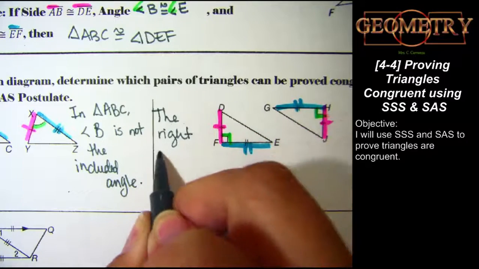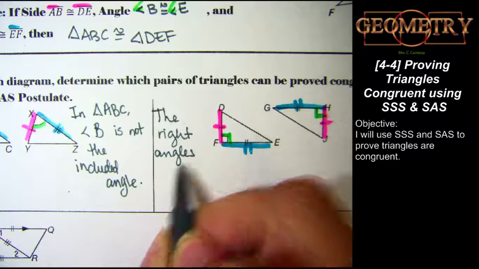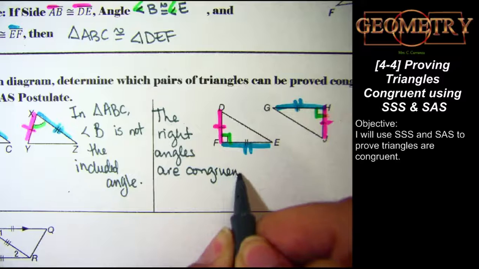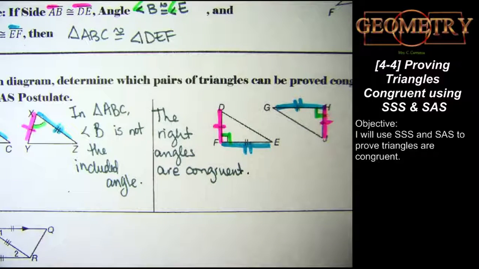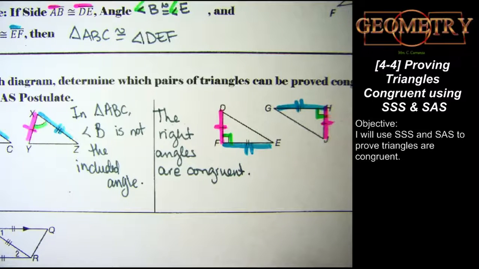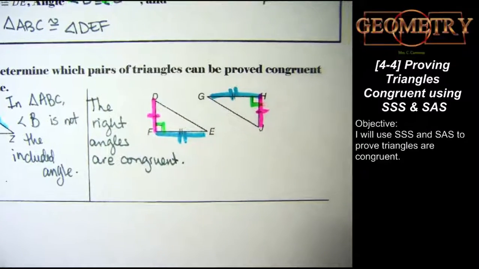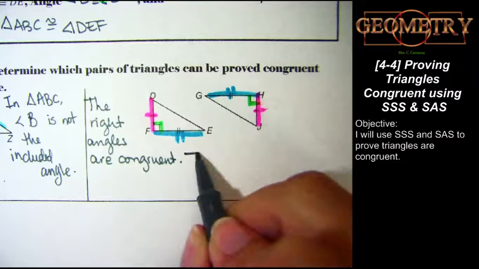The right angles are congruent. And we could also use the side angle side postulate. We've got to see if we've got enough information. It's not enough for angles to be congruent. The congruent angles have to be the included angles. Are the right angles the included angles? Yes.